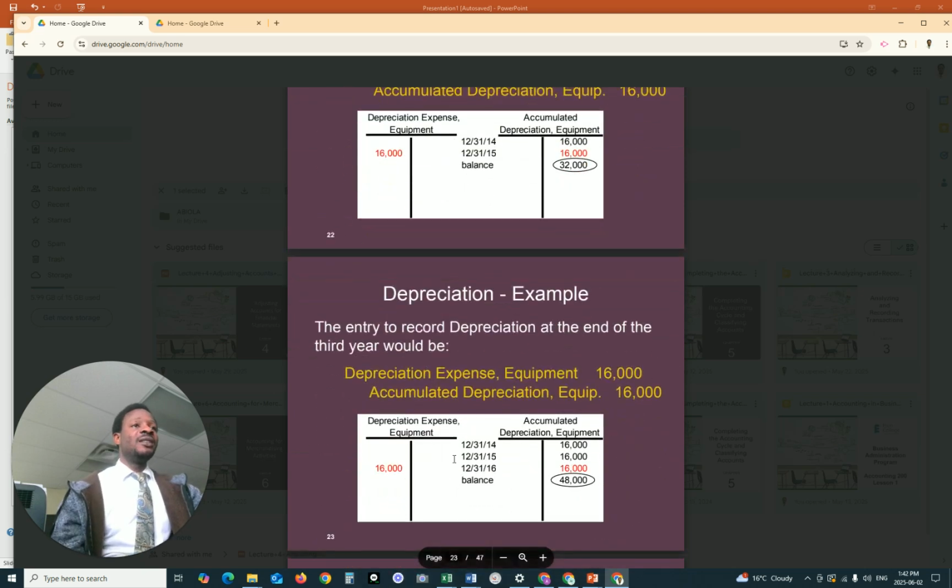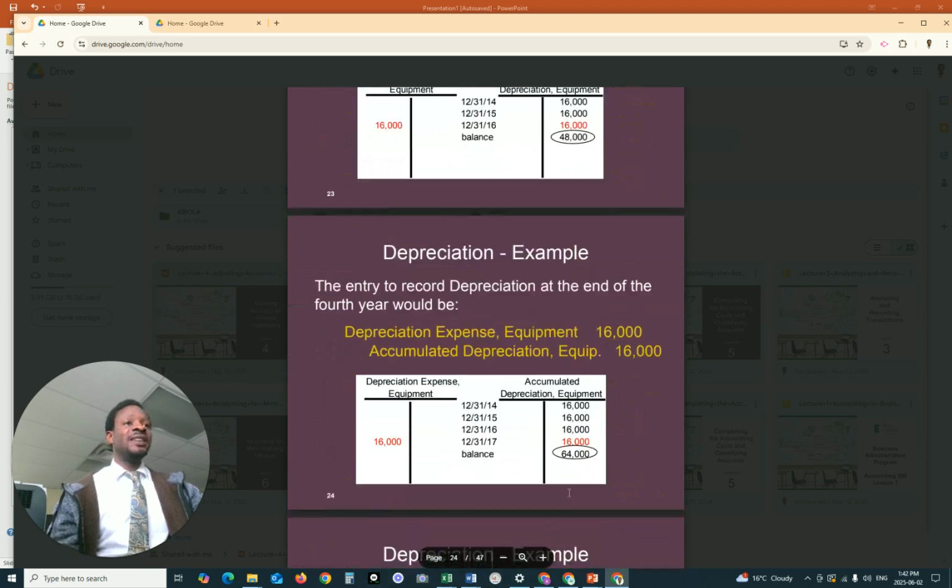In year 3, depreciation expense account will be debited further, and addition of 16,000 would be to the total of accumulated depreciation you had before, which means 32,000 plus 16,000, which means at the end of year 3, 48,000 has been used up as accumulated depreciation on the asset.